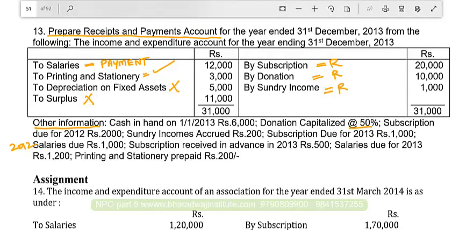Subscription received in advance 500 is given. Salary due for 2013 is 1200. Printing and stationery prepaid is 200. Go to the other information once again. We want what is the amount collected and amount paid.